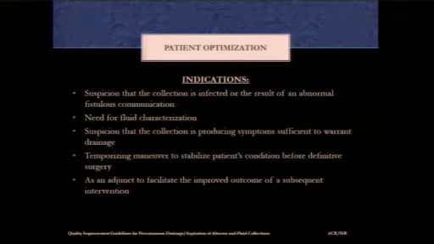So patient optimization, the indications for drainage, they say this is from the quality improvement guidelines from the ACR. So they say that you have to have a collection that you suspect is infected or that you need to characterize what type of fluid it is, and that the collection is producing symptoms. So either symptoms of sepsis or SIRS or obstruction, something like that. It's also indicated if this is a temporary maneuver to stabilize the patient's condition prior to definitive treatment.